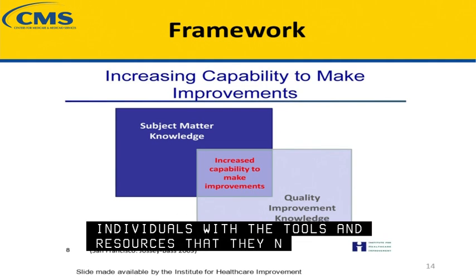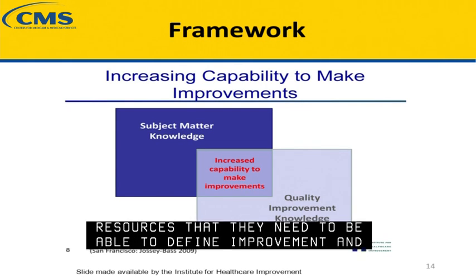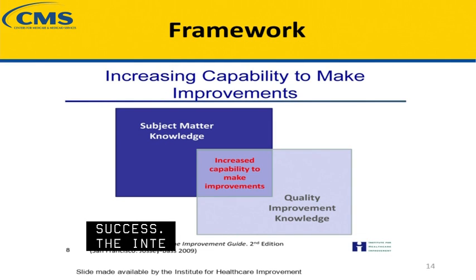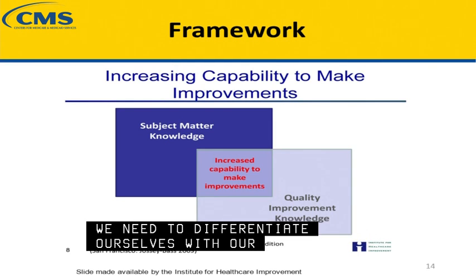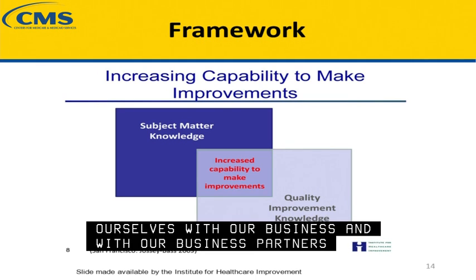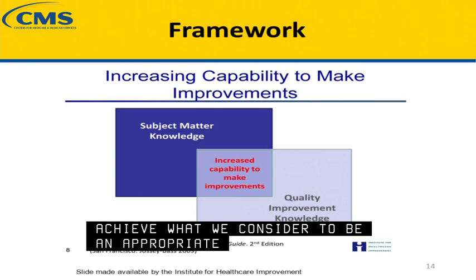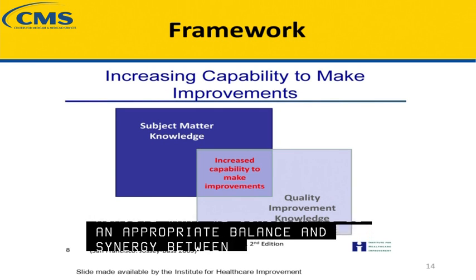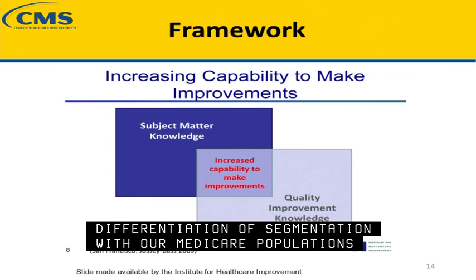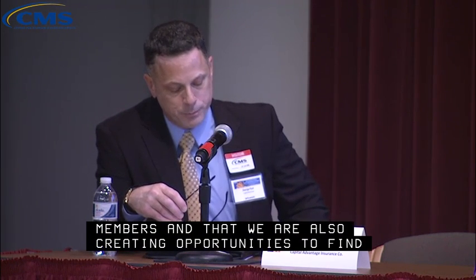And the interface is needed because we need to really differentiate ourselves with our business and with our business partners to achieve what we consider to be an appropriate balance and synergy between the differentiation and segmentation with our Medicare populations. We continue to have ongoing collaboration with our provider networks, which would be inclusive of our ACA, our Accountable Care Arrangement partners, and also our employer groups, because we really, at the end of the day, want to make sure that we're impacting the overall health of our Senior Blue members, and that we're also creating opportunities to find the most innovative approaches in addressing the overall health of our members.